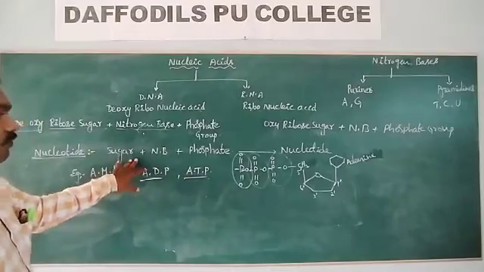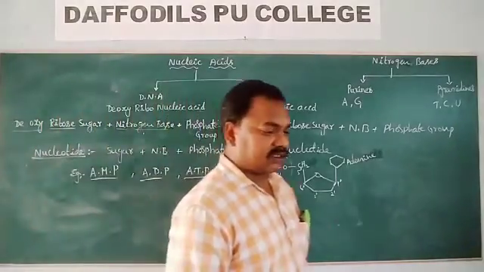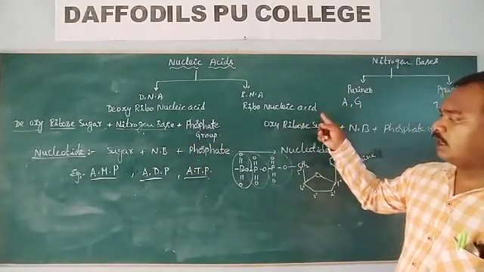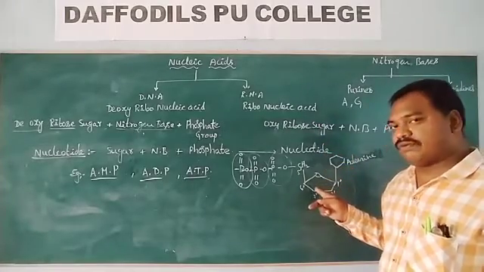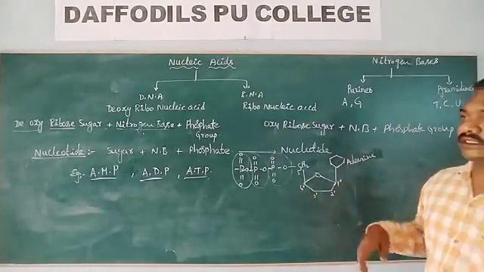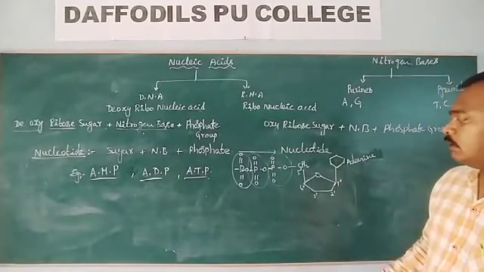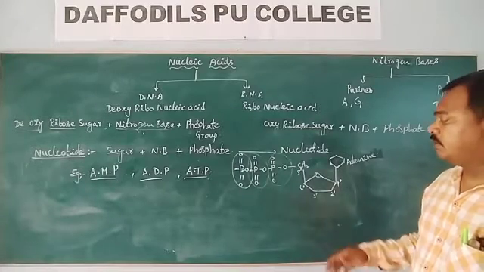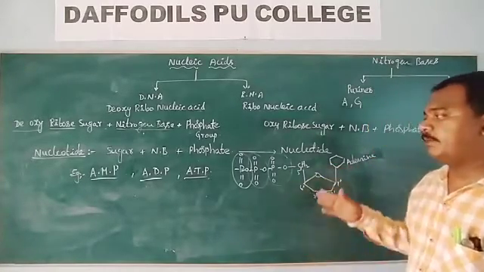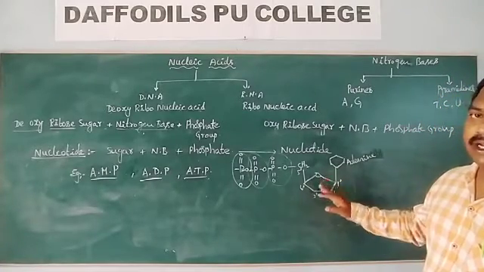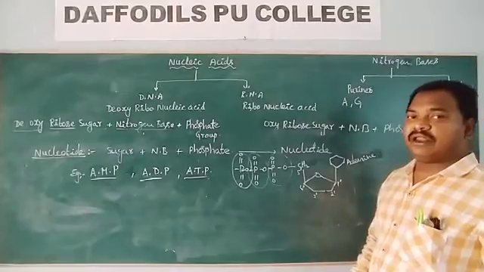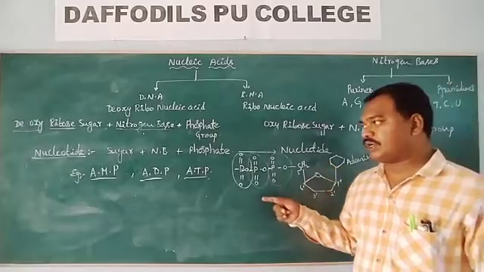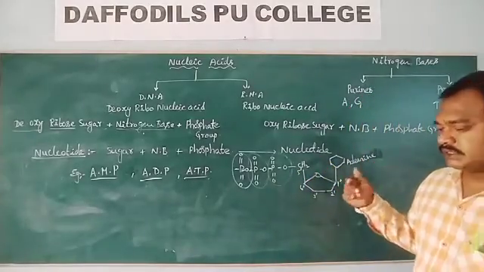These are the examples of nucleotides. And DNA or RNA are the polymers of these nucleotides. DNA and RNA are the polymers of these nucleotides. In DNA, two strands of nucleotides are present. In RNA, a single strand of nucleotide is present.